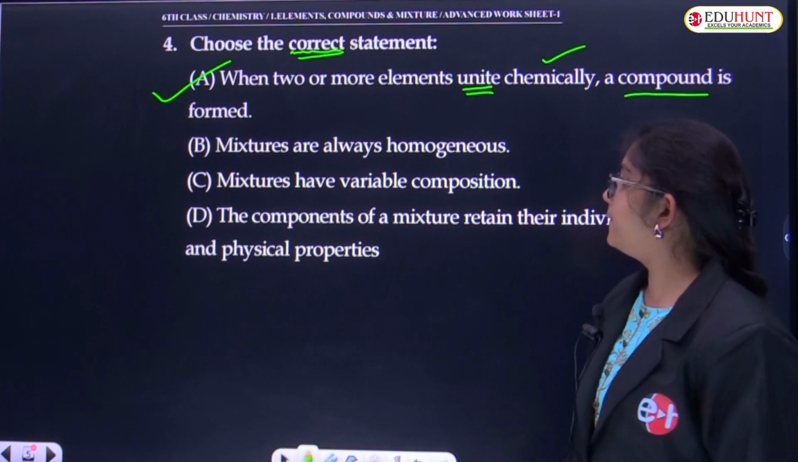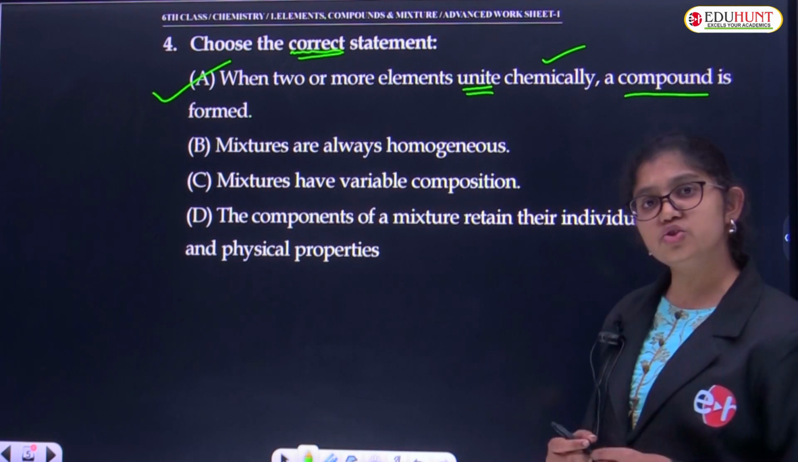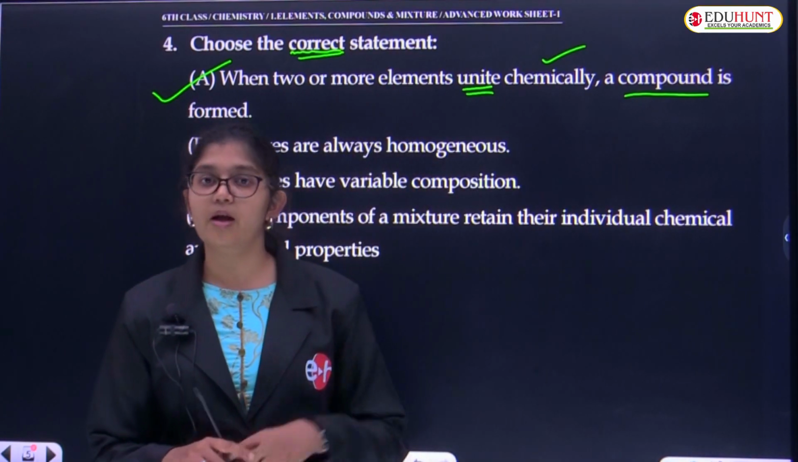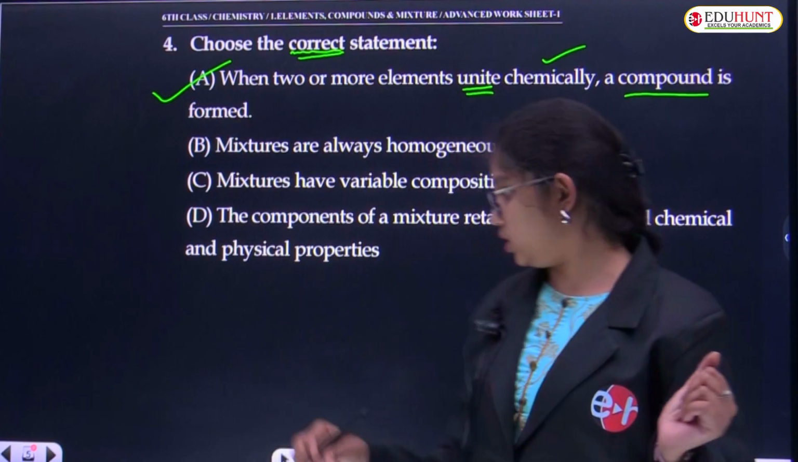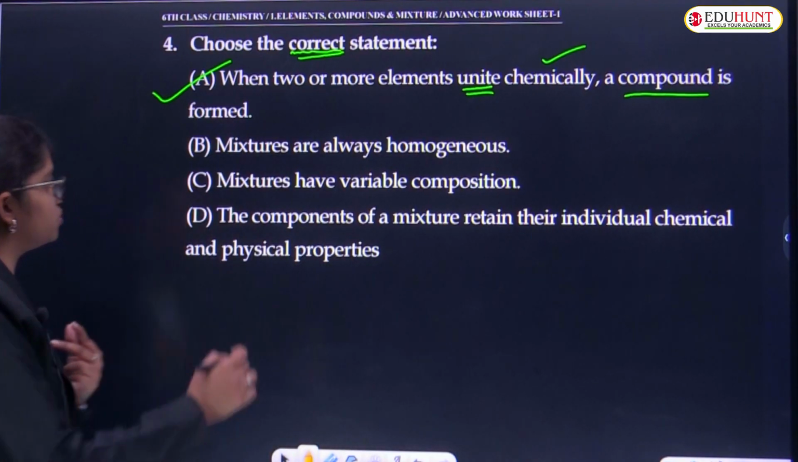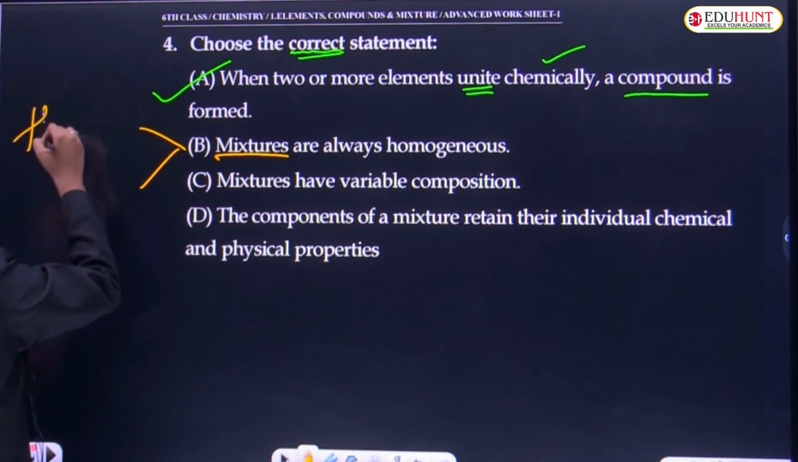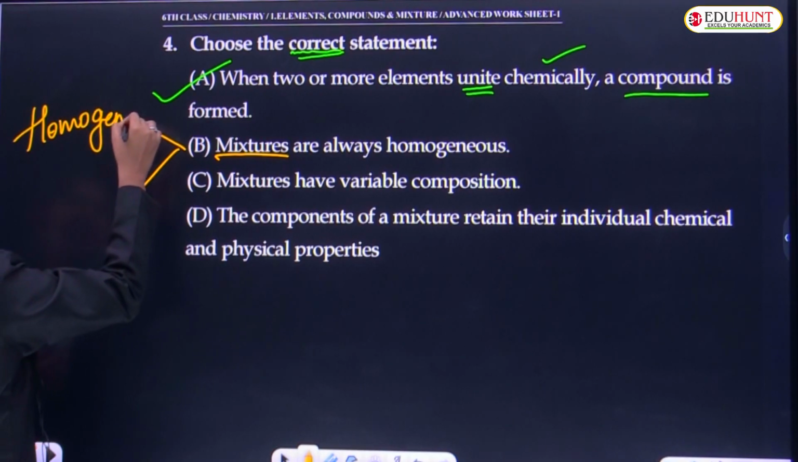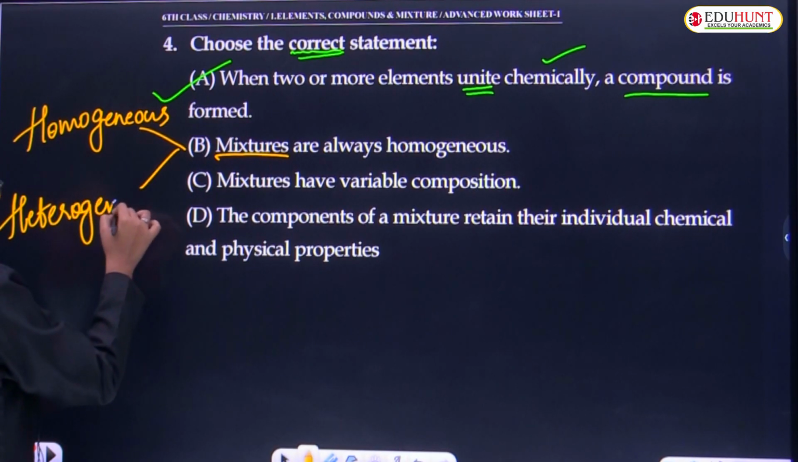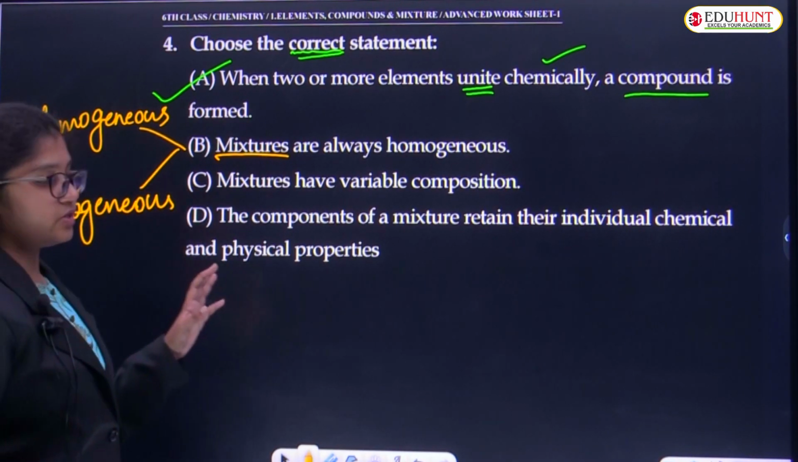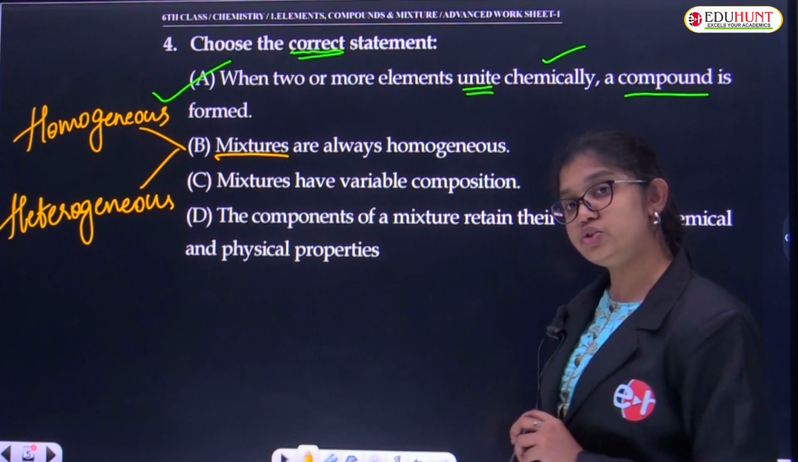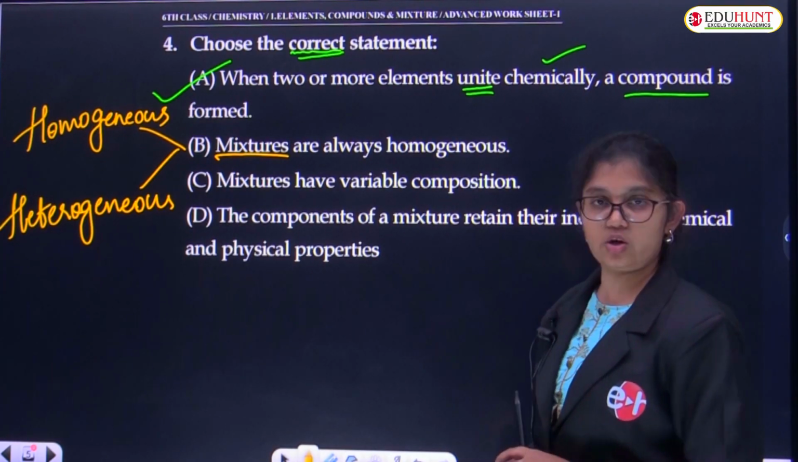So option B, mixtures are always homogeneous. Is it true, children? Did you remember the mixtures classification? Mixtures are classified into 2 types. What are those 2? Come on, homogeneous mixtures and heterogeneous mixtures, right? Very good. But here the option given is mixtures are always homogeneous. Is it true, children? No, not at all. So option B is not correct.